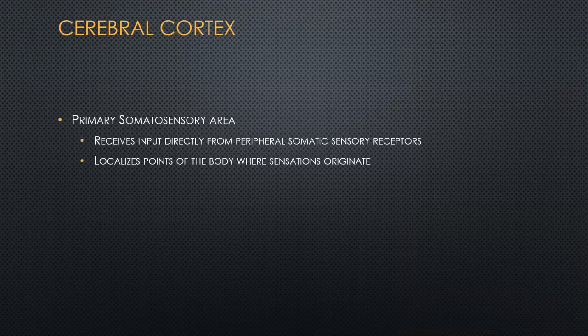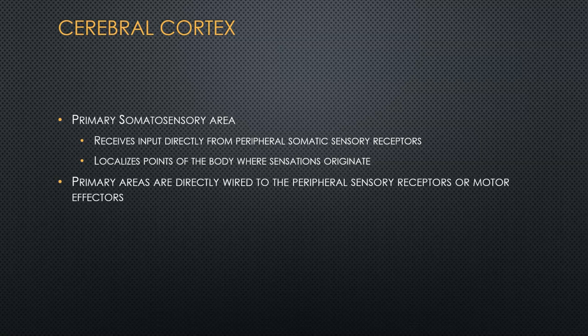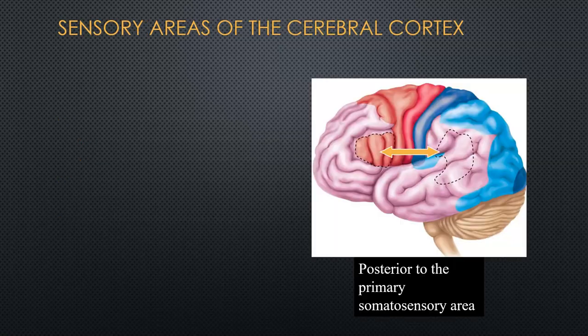The primary somatosensory area receives input directly from the peripheral somatic sensory receptors, and it localizes the points of the body where the sensations are originating from. The primary areas are directly wired to those peripheral sensory receptors or motor effectors. The secondary areas receive input from the primary areas.